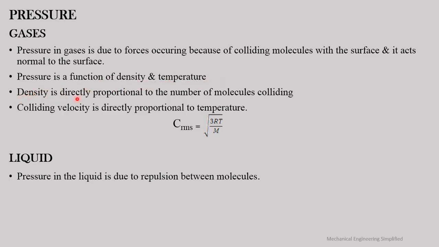What is density? Density is directly proportional to the number of molecules colliding. The more the number of molecules colliding, the more will be the density. And colliding velocity is directly proportional to temperature. According to the kinetic theory of gases, this C_RMS, that is the root mean square velocity, is given by the square root of 3RT by m, where R is the characteristic gas constant, T is the temperature, and m is the mass. And in a liquid, the pressure is due to repulsion between the molecules.